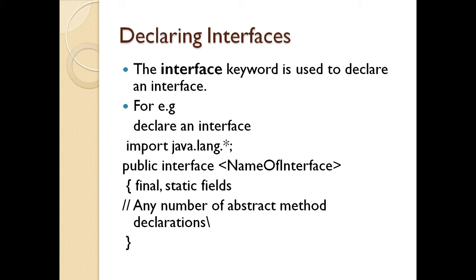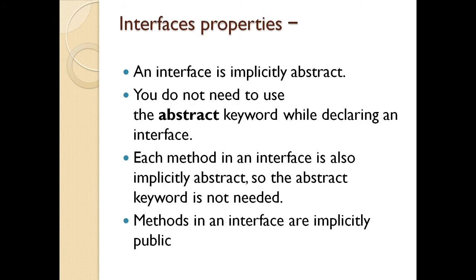Then what are the basic properties an interface will have? An interface is implicitly abstract. We do not need to use the abstract keyword while declaring an interface. As soon as you write the keyword interface, it is assumed to be abstract. Each method in an interface is also implicitly abstract, so the abstract keyword is not necessary. Methods in an interface are implicitly public because you have to access them outside.